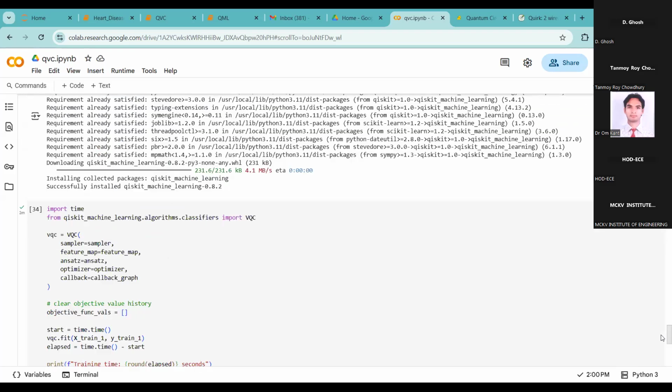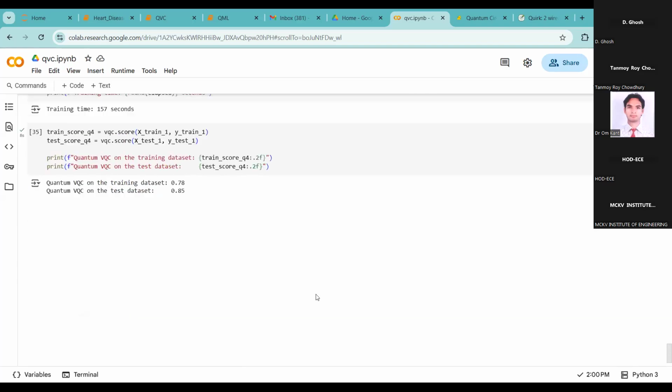And if I do this, you can see on the test data set, my quantum variational classifier is giving me an accuracy of 0.85, whereas on training it is giving me a lower 0.78, but on test it is giving me 0.85. So again, we can tweak these hyperparameters and check. It is coming very close to the classical result. So the point is that it is not always that quantum machine learning will give you better results.